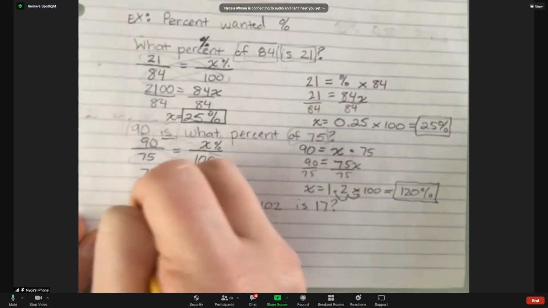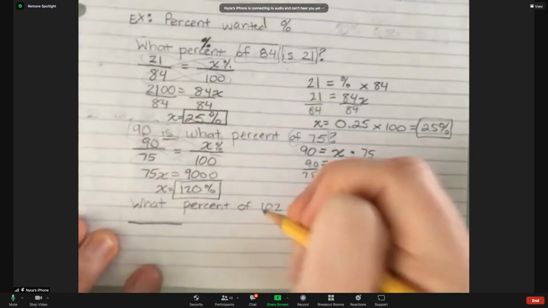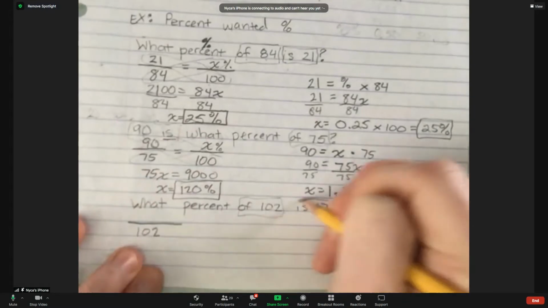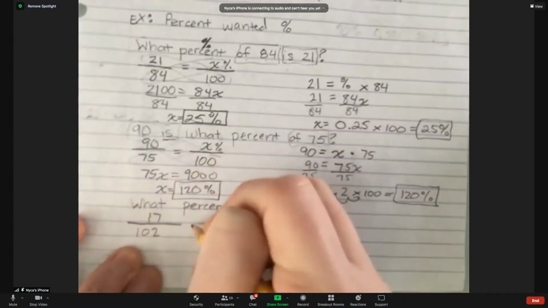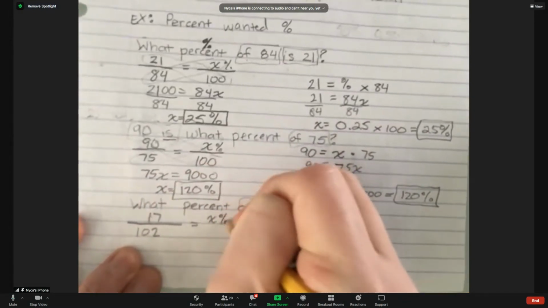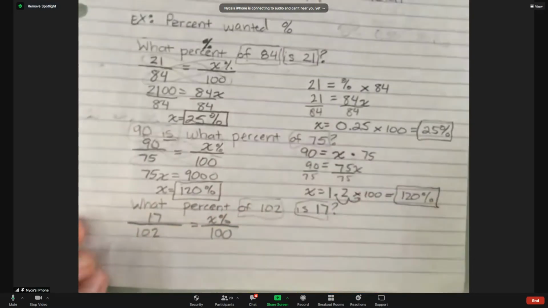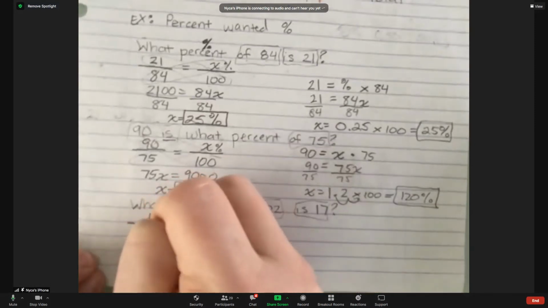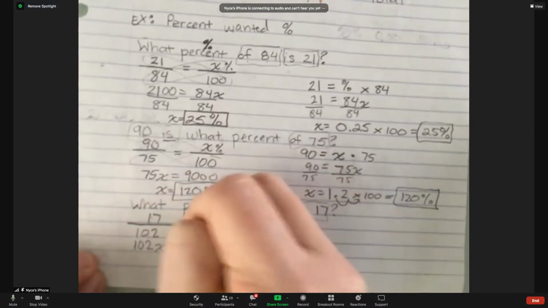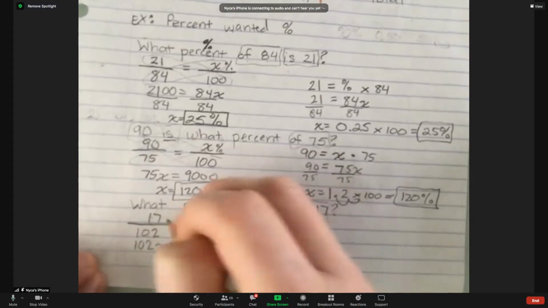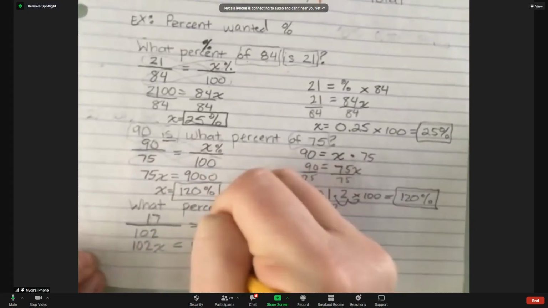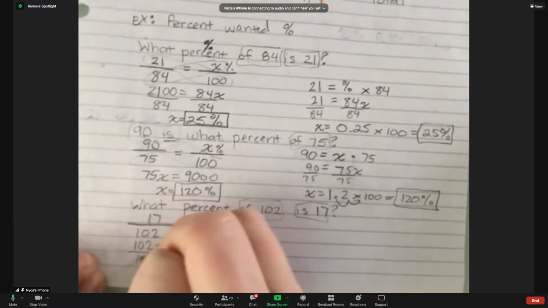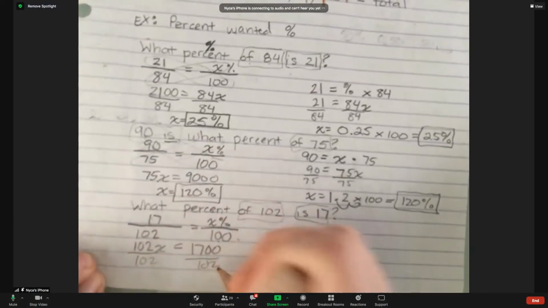Okay, so now let's pull it in. Percent of is, percent we're missing, percents out of 100. All right, do your cross multiplication. So 102x equals 17 times 100, add your zeros. Then you need to get x by itself, so divide by 102, divide by 102.